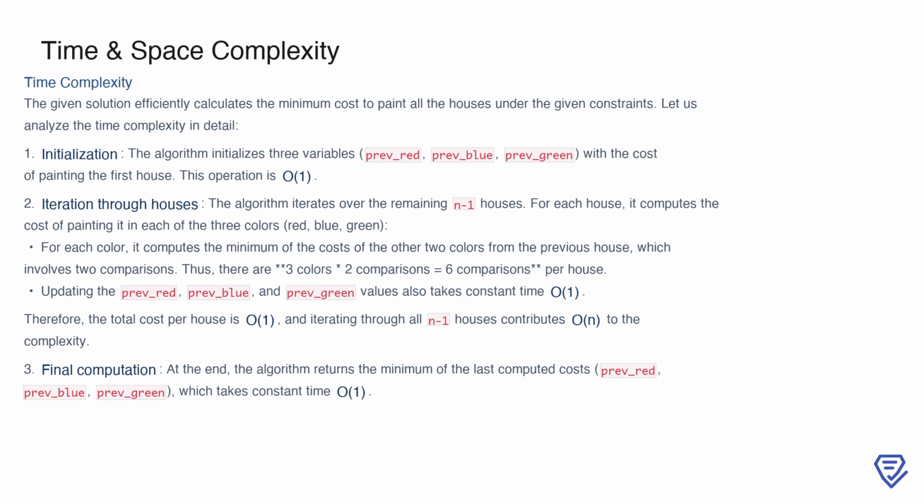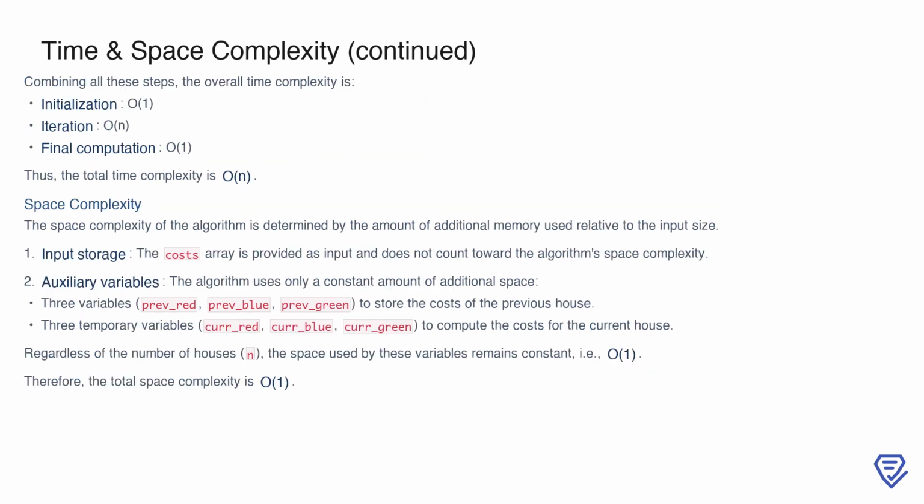Finally, at the end, we return the minimum of the 3 computed costs, which again takes constant time, or O(1). When we combine these steps, the overall time complexity is determined by summing up the complexities of initialization, iteration, and the final computation. Initialization and the final computation each take O(1), while the iteration over all houses contributes O(n). Adding these together, the total time complexity becomes O(n).